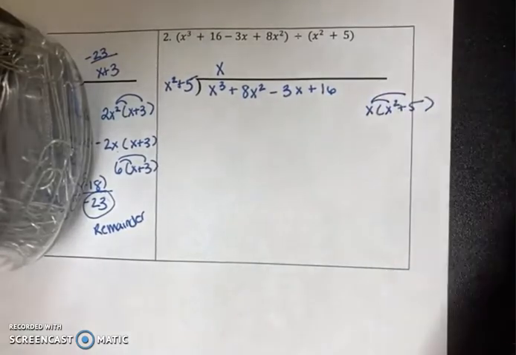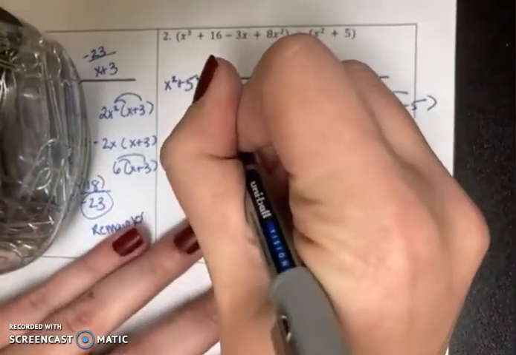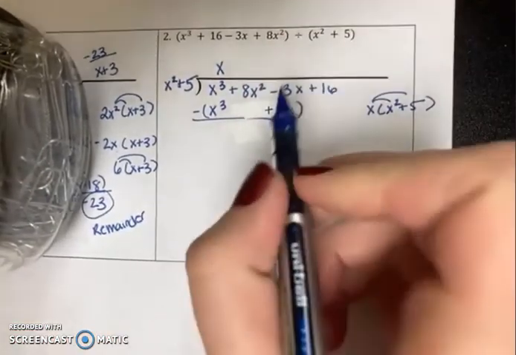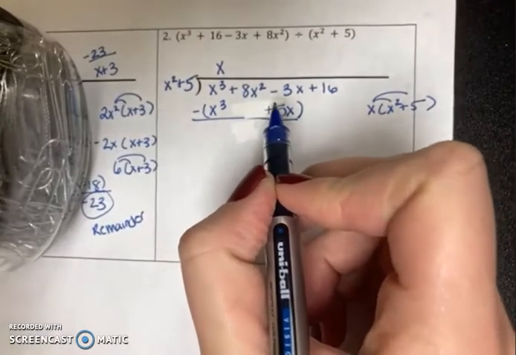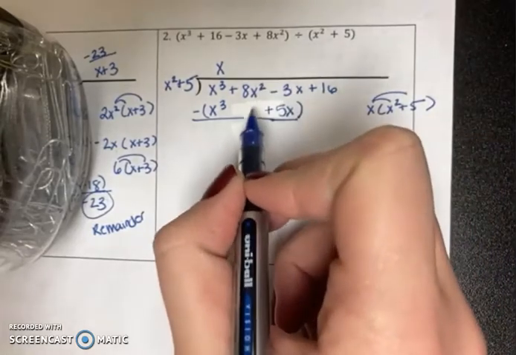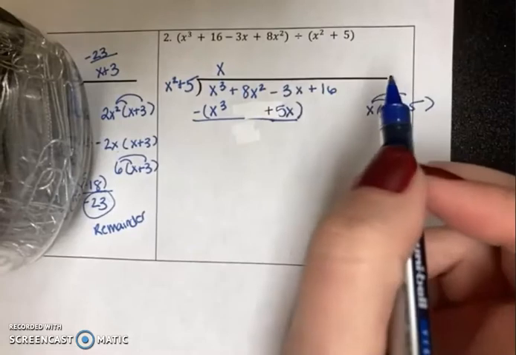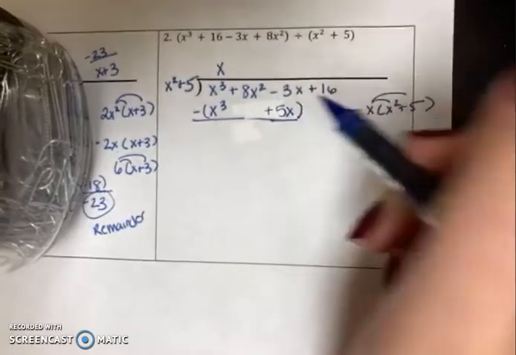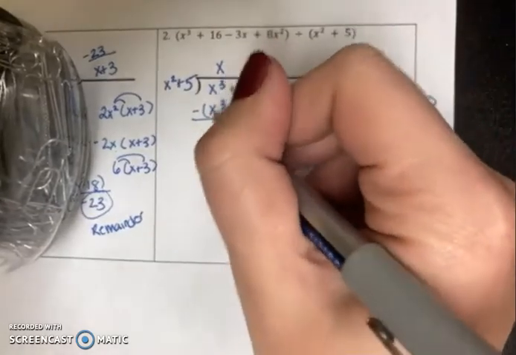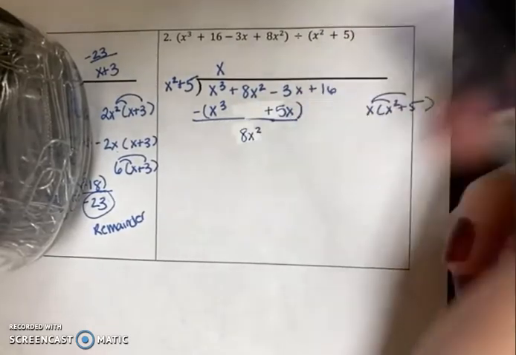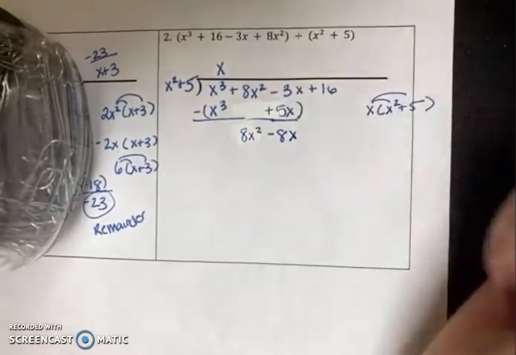If I distribute that, that gives me x cubed plus 5x. I had to write the 5x underneath the x term. I don't want to write it underneath the x squared term because then I might get confused and try to combine unlike terms. So now what I'm left with after subtracting the expression is the x cubes cancel out, the 8x squared stays the same, and then I have negative 3x minus 5x, so that's a negative 8x.